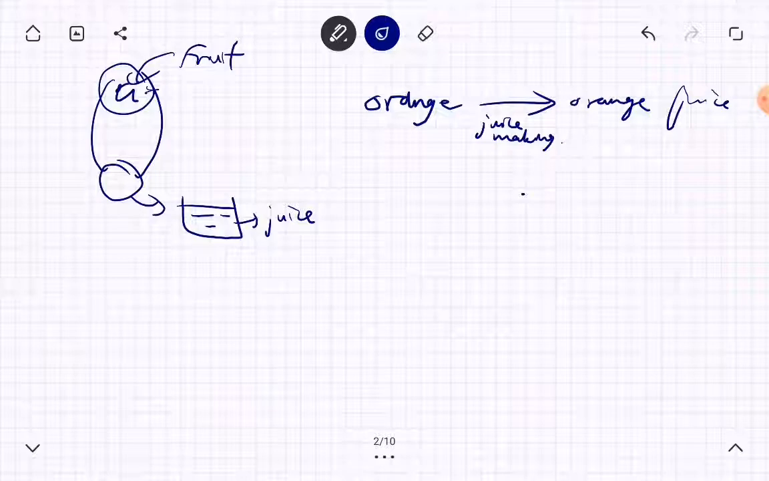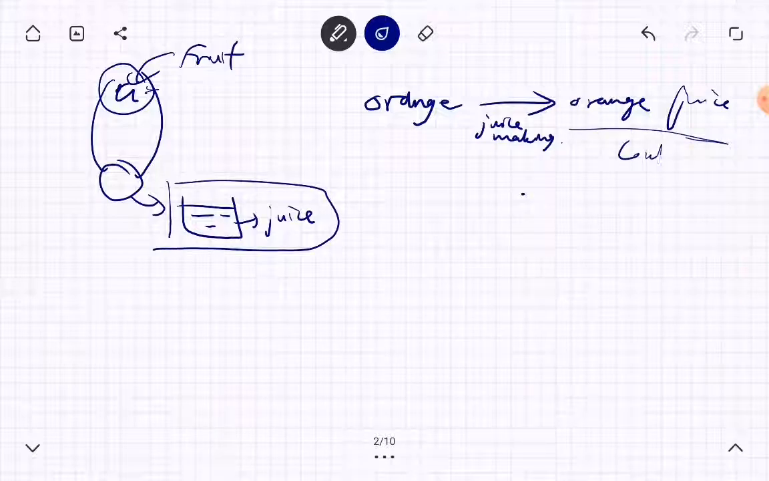If you change the input, then the output might change. The juice that you get here, the output, depends on the input. What kind of juice you get depends on what kind of fruit you put into the machine.